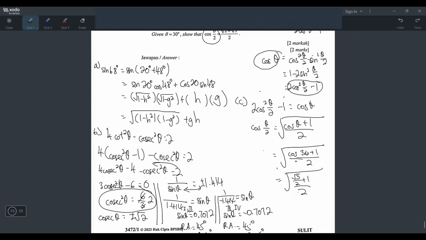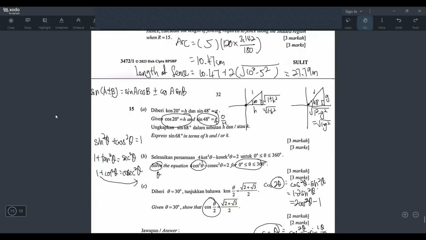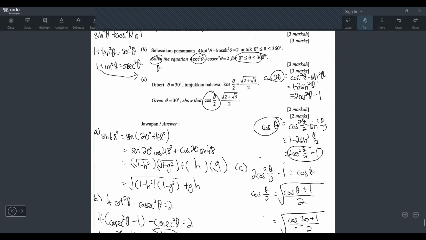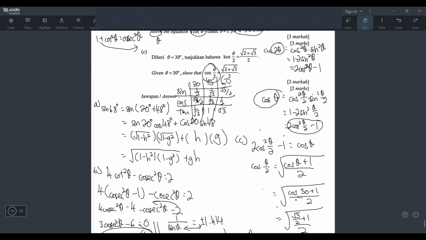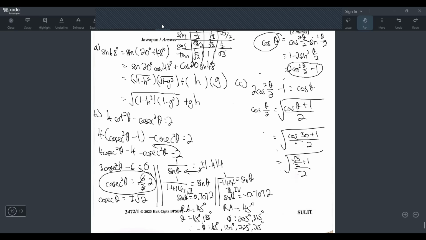Okay, for those who are asking, hey sir, how do you know cos 30? I taught in class already. Whenever you have to memorise, there are some angles that you have to memorise. For example, 30 degrees, 45, 60, right? And you have how I teach you to memorise. Sine: 1 over 2, square root 2 over 2, square root 3 over 2. Cos: square root 3 over 2, square root 2 over 2, 1 over 2. And tangent: 1 over square root 3, 1, square root 3. Do you remember this table? I told you to memorise it, right? That's how I know cos 30 is square root 3 over 2, because I memorised this table, right? Okay, how to continue here?